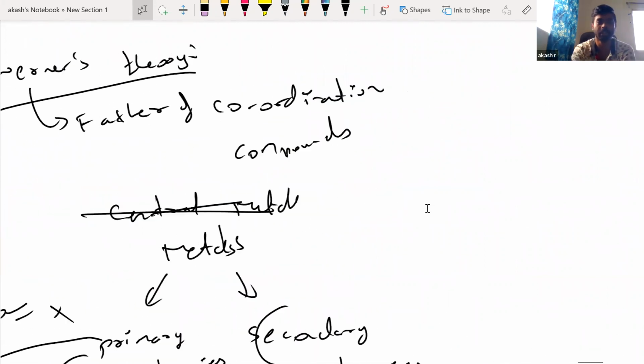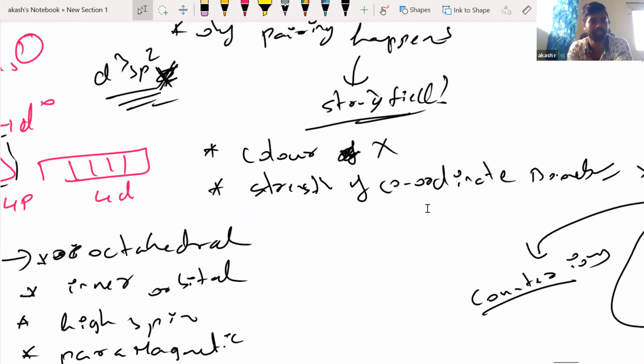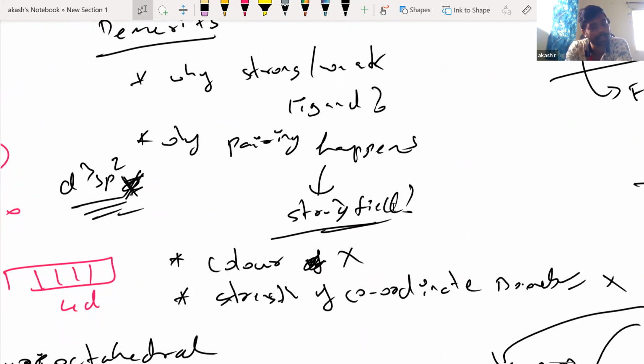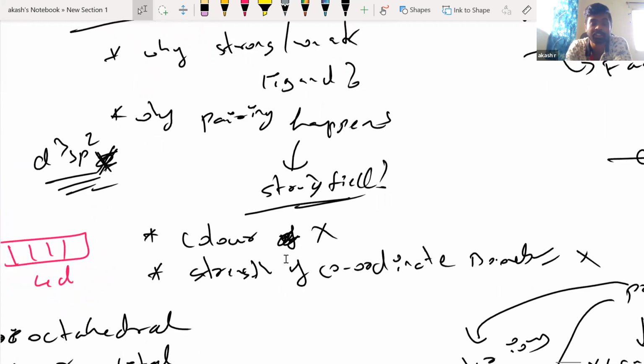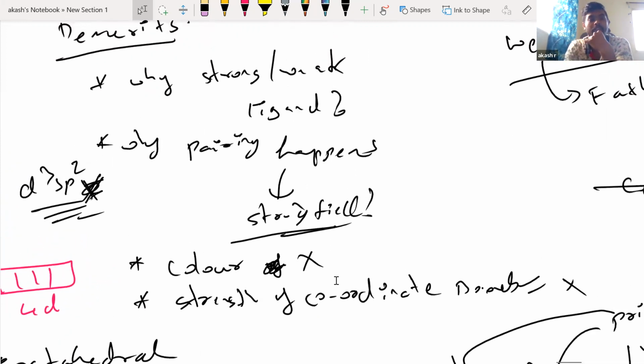Okay, so the next theory, as I told you, there are various problems with the valence bond theory. For example, why certain ligands are strong and why certain ligands are weak is not explained, right? And in the presence of strong field ligands, why the pairing happens is also not explained. And the color of the coordination complexes, as I told you, 90% of the coordination complexes are going to have color, right? Why they have color is again not explained. Strength of the coordinate bonds: we understand the coordinate bond is there, everything is explained, but this bond is stronger, this bond is weaker, again that is not properly explained in valence bond theory, right?